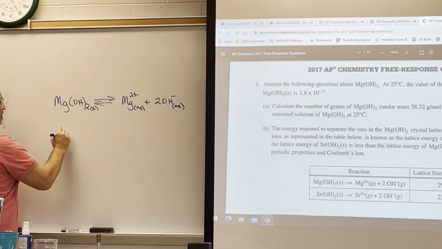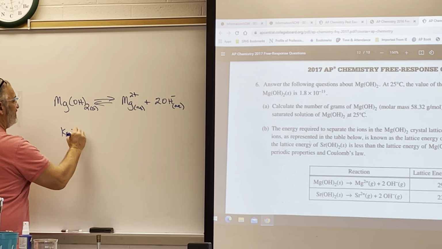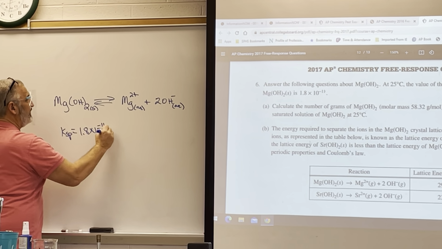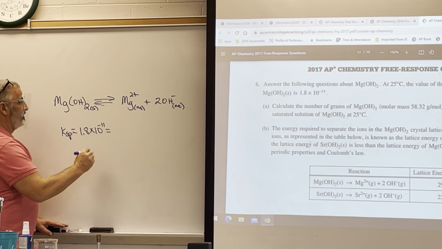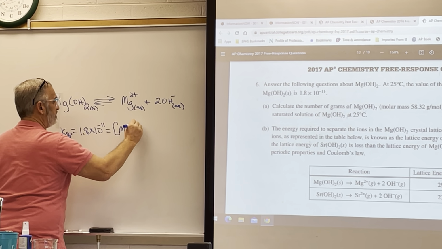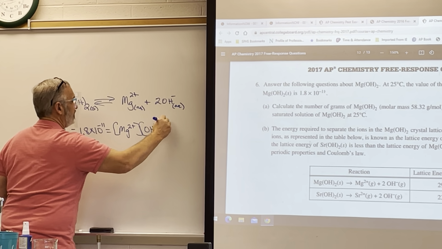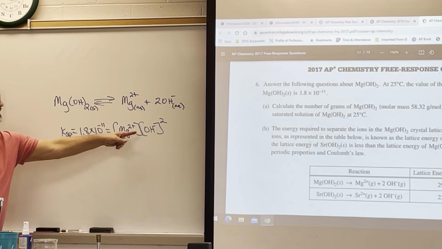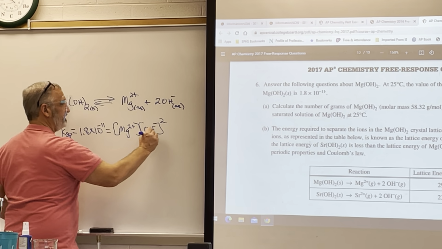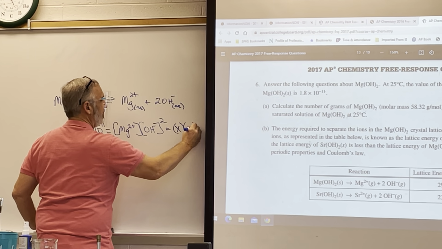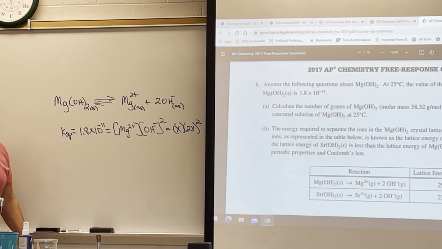So I know Ksp is going to equal 1.8 times 10 to the minus 11. It's going to equal what? Mg2+ times OH minus squared. Okay, so we already know all that. So what do I plug in here? X and 2X. So it's just going to be 4X cubed, and then you solve for it. And it's asking for the molar solubility, then we have to take it from moles per liter to grams per 100 milliliters, just like we did on that previous problem.